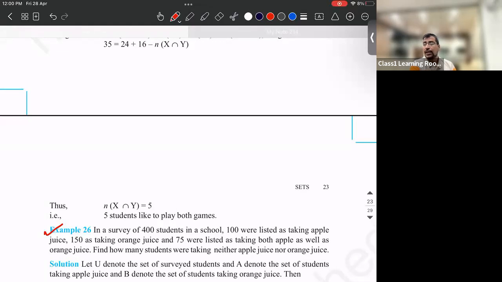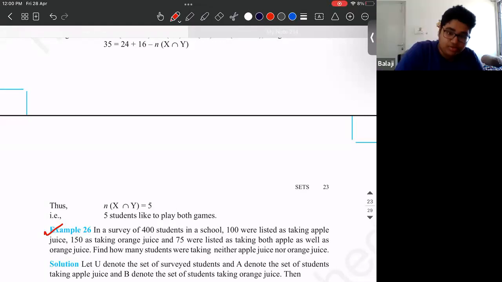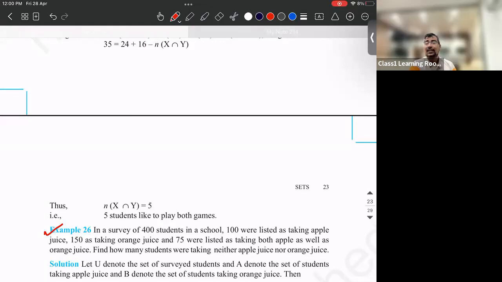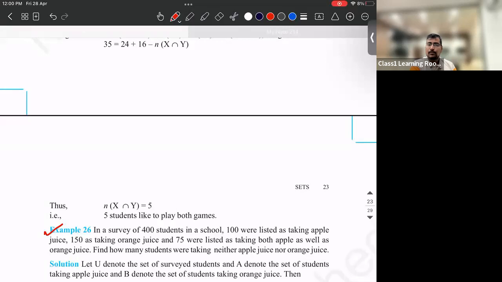So N of A union O. Both were listed as taking apple and orange, it is and. A intersection O. N of A intersection O is 75. Find how many students were taking neither apple juice nor orange juice.